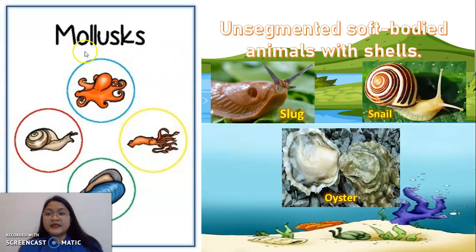Okay. Next we have mollusk. Again, can you say mollusk? Okay. So mollusks are unsegmented soft-bodied animals with shells. But there are also animals which is considered mollusk but they have no shell, just like octopus and squid. So example of mollusk, we have slug, snail, and oyster. So we can see mollusk animals in fresh water and in salt water.